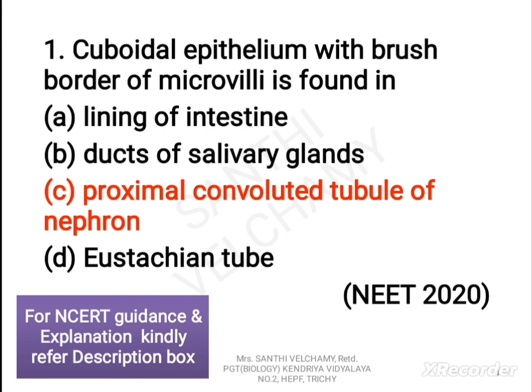The cuboidal epithelium is composed of a single layer of cube-like cells, which is commonly found in the ducts of glands and tubular parts of nephrons in kidneys, and its main functions are secretion and absorption. The epithelium of the proximal convoluted tubule of the nephron in the kidney has microvilli.